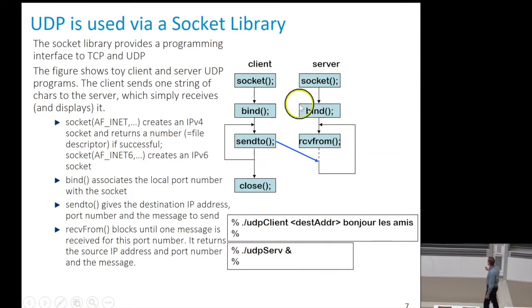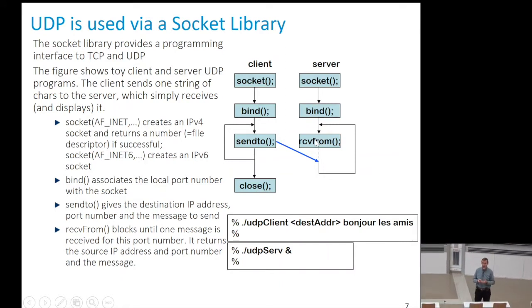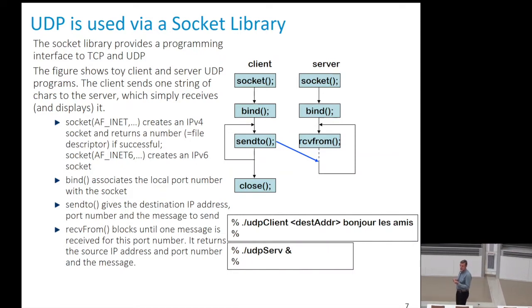On the server side, the dual of this is receive from. If you call this receive from, you consume one message that has been received, if one message has been received. If no message has been received, the default behavior in most systems is to block. The program that calls a receive from and there is no message to receive is blocked. The program stops until some message is delivered.